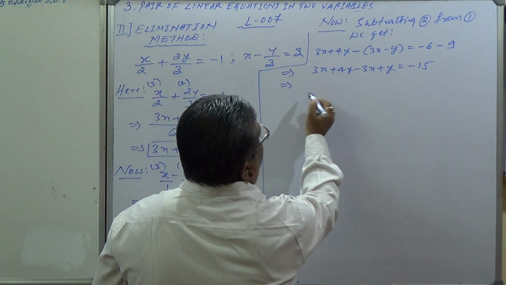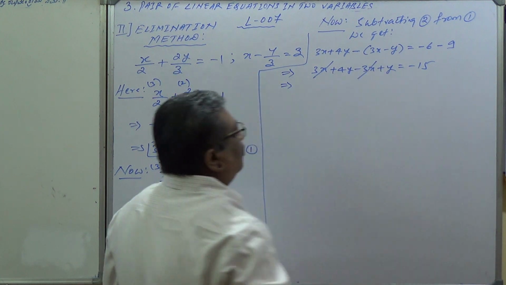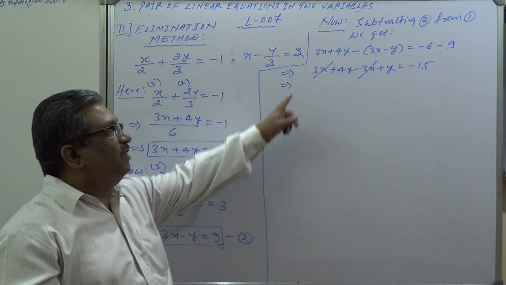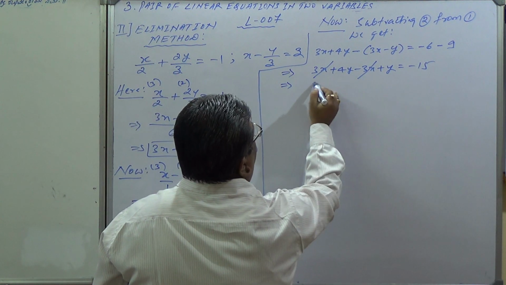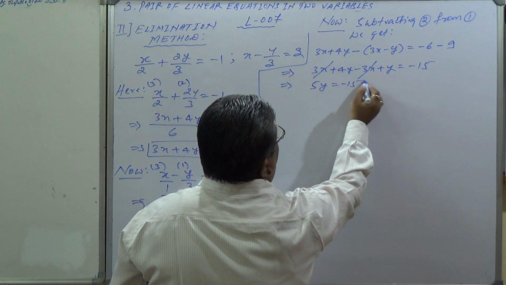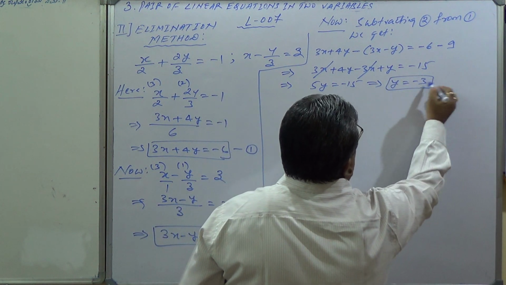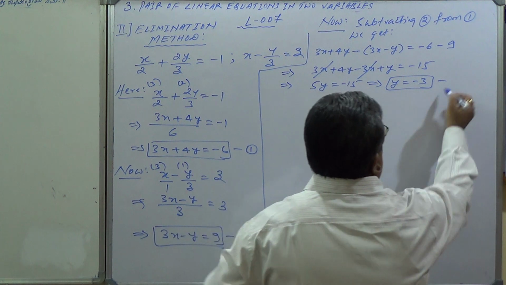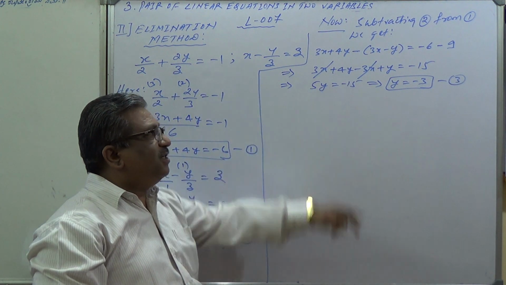So implies 3x plus 4y, 3x cancels. So we eliminated the variable x here. 4y plus y, 5y equals minus 15 implies y is equal to minus 3. Tag this as 3. This is y is equal to minus 15 by 5, which is minus 3.